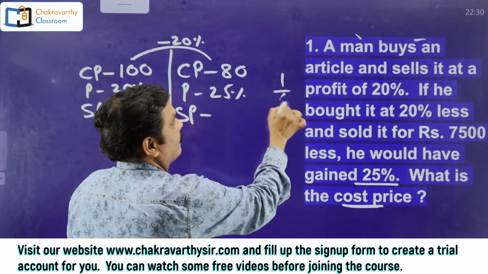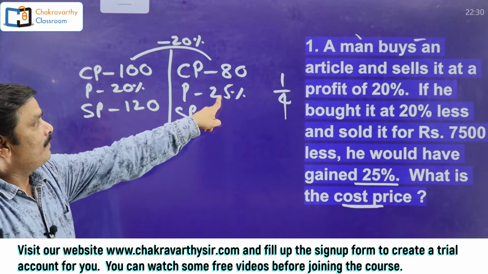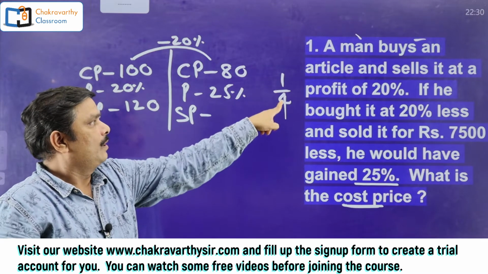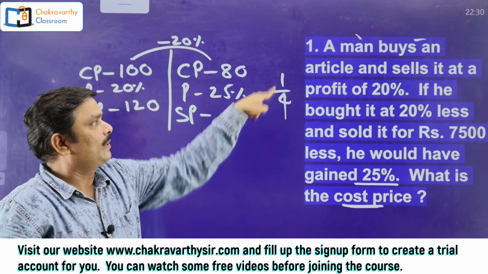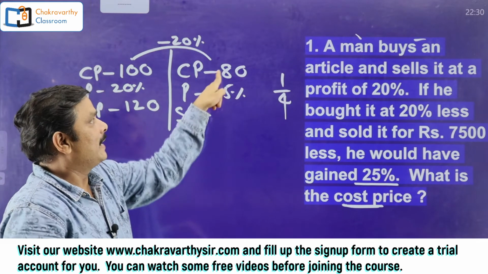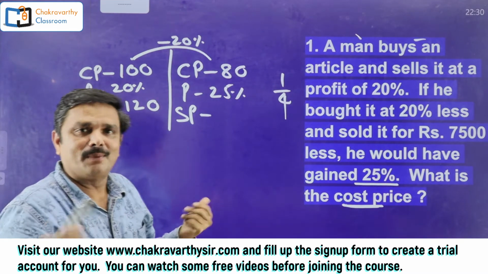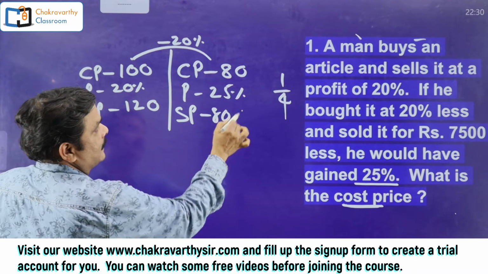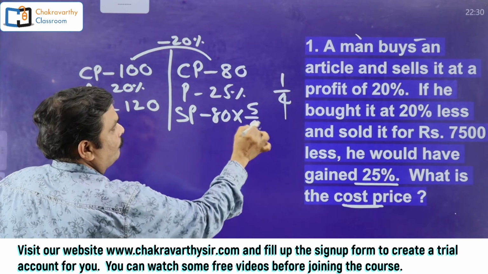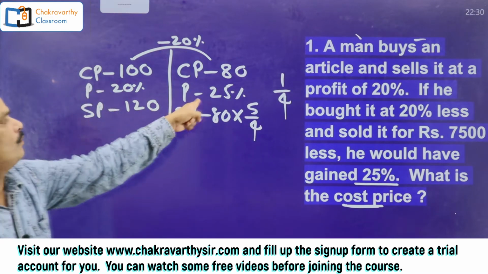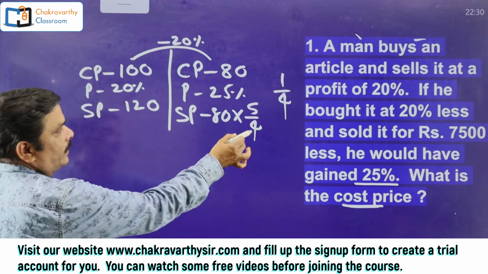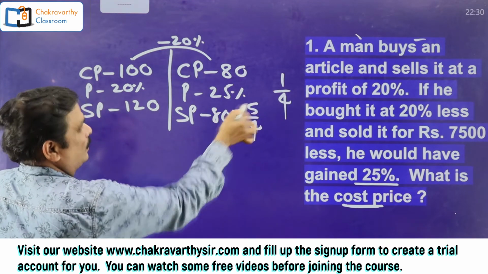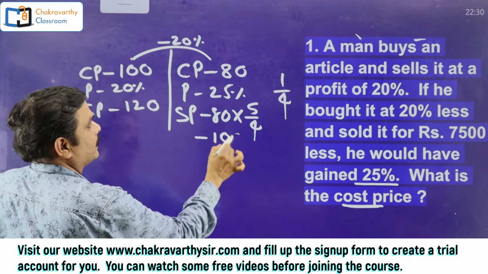25 is 1 by 4. So 1 by 4 means 1 is profit, 4 is the cost price. So 4 plus 1, 5. You have to multiply 80 with 5 by 4. You know this. In the basics, I have clearly given that to you. So here selling price is 80 into 5 by 4, or 80 into 125 by 100. So this is 20 into 5, again that is 100. Simple, students.